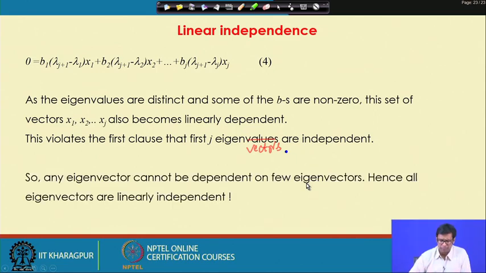Therefore, any eigenvector cannot be dependent on a few other eigenvectors. Hence, we can start from the first eigenvector, go to the second and then carry on, and say that all eigenvectors are linearly independent, and this is shown for eigenvectors which have distinct eigenvalues. For repeated eigenvalues, the proof will be different, and for a real symmetric matrix we will see that all the eigenvectors will be linearly independent, but for distinct eigenvalues the eigenvectors are linearly independent.